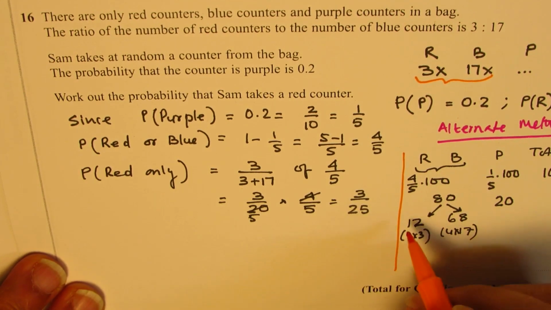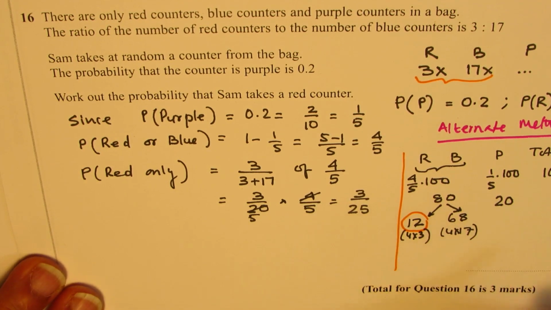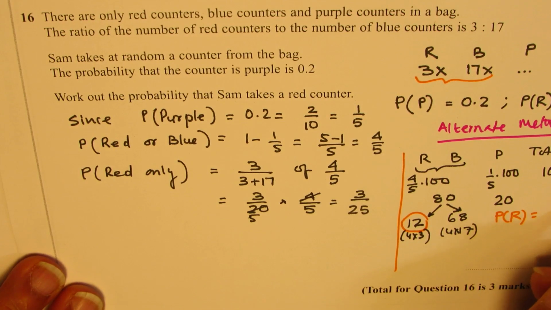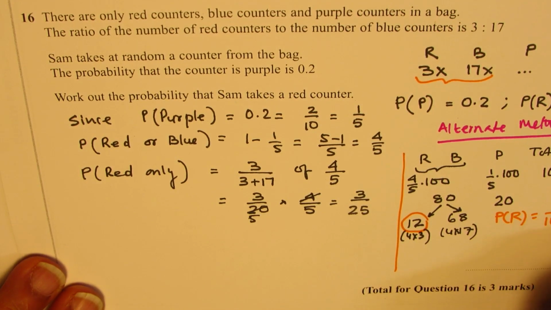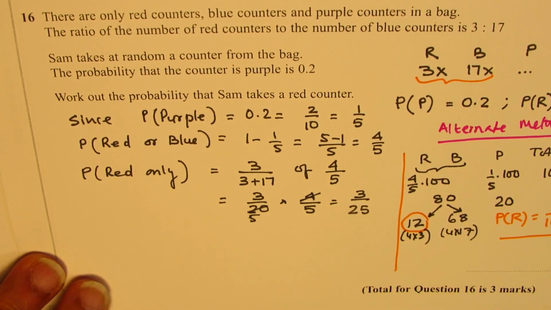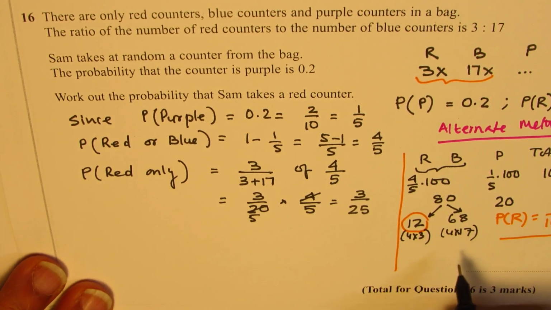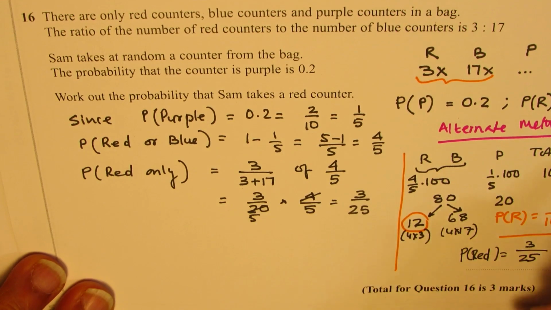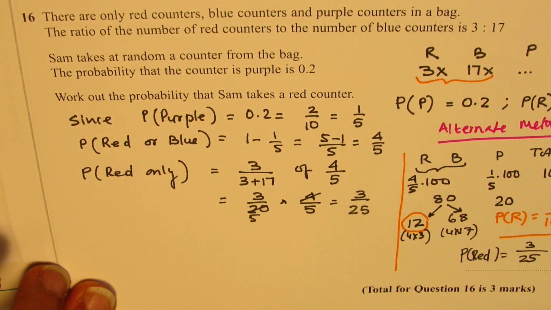So what we can see here is that the red will be 12 out of 100, right? So from here, we can say the probability of red is 12 out of 100, which is the same as 3 over 25, right? So that could be the alternate method, correct? So what we get here is that the probability for red is 3 out of 25. You could use any of these methods.